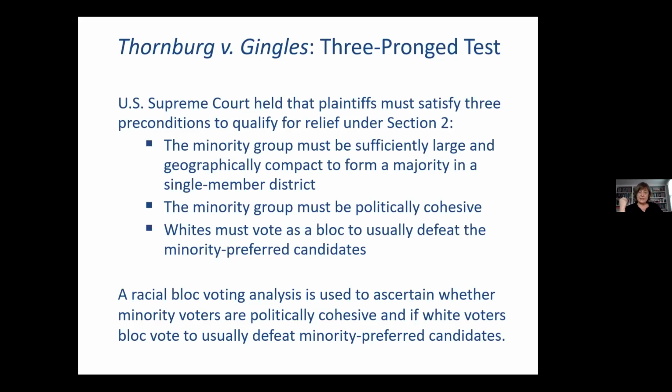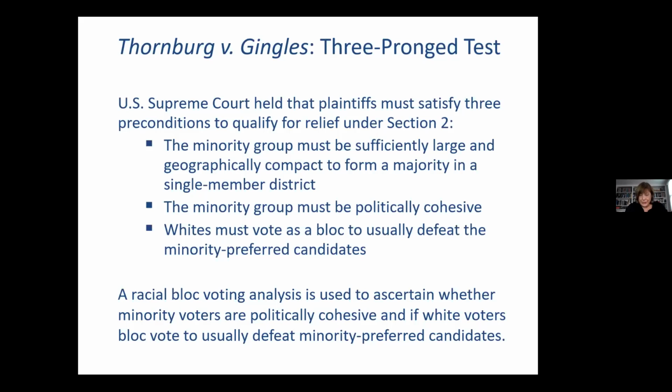The second is that the minority group must be politically cohesive. If the minority group is not politically cohesive, obviously drawing a single member district isn't going to allow the minority group to elect a candidate of choice, because the minority group is not supporting the same candidates. Finally, whites must vote as a bloc to usually defeat minority preferred candidates. So you may have an instance where voting is polarized, but the minorities might be in a majority and actually consistently win, in which case you wouldn't need to create a remedy.